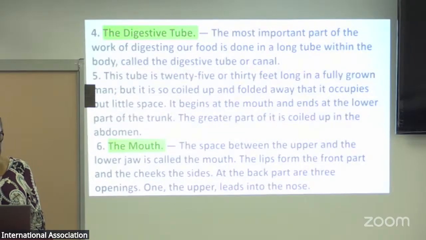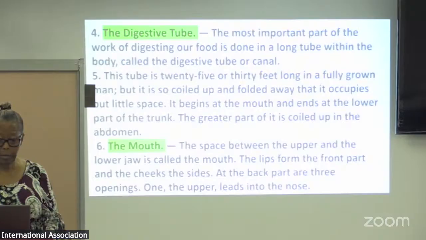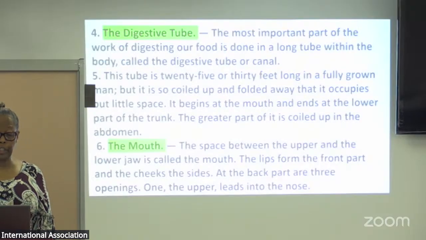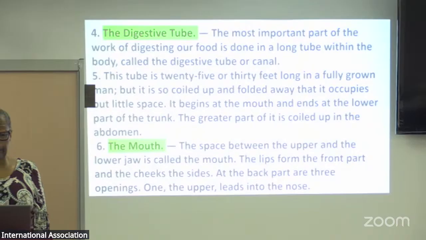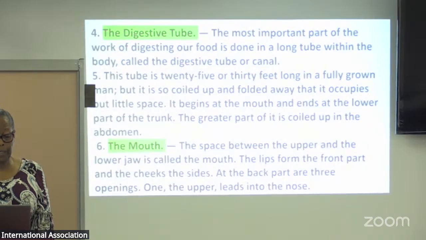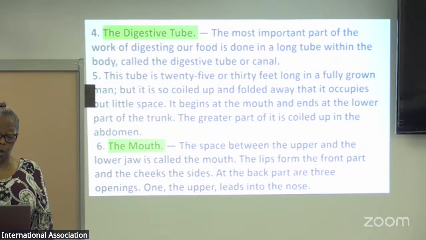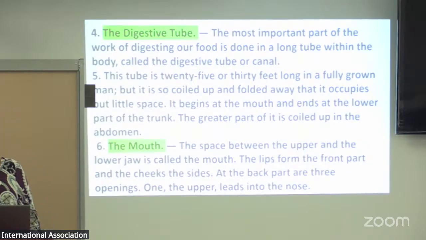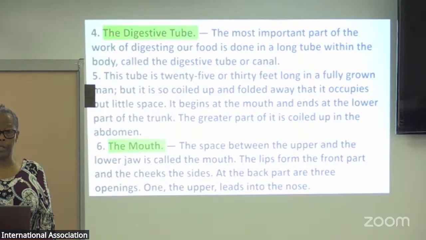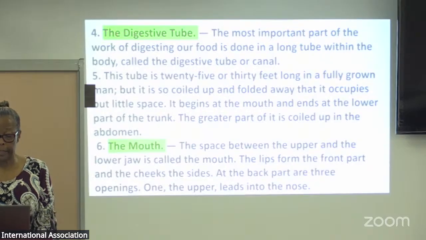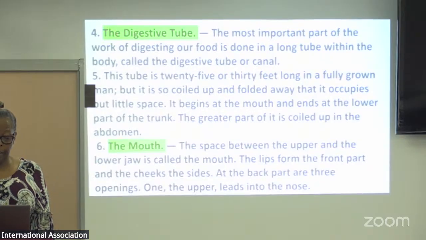We have the digestive tube. The most important part of the work of digesting our food is done in a long tube within the body called the digestive tube or the canal. This tube is 25 to 30 feet long in a fully grown man, and it can coil up and fold away so that it occupies a very small space. It begins at the mouth and it ends at the lower part of the trunk. The greater part of it is coiled up in the abdomen.